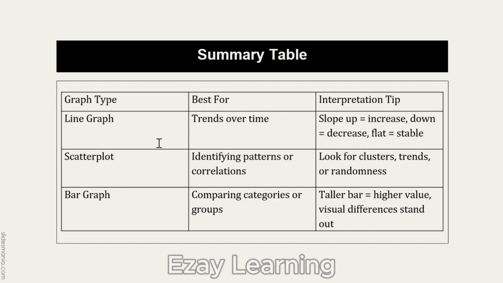Interpretation tips. Line graph: if the slope is up, behavior is increasing; if the slope is down, behavior is decreasing; and if the slope is flat, behavior is stable. For a scatterplot, look for clusters, trends, or randomness. And for a bar graph, a taller bar indicates a higher value, so the visual differences stand out.